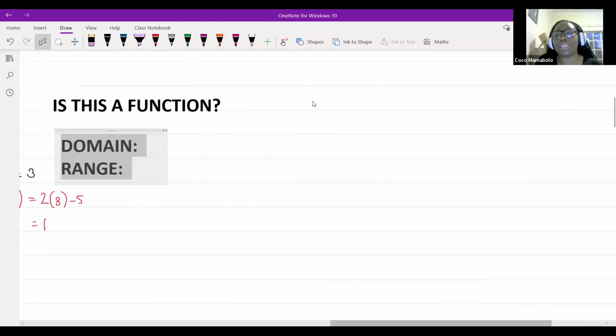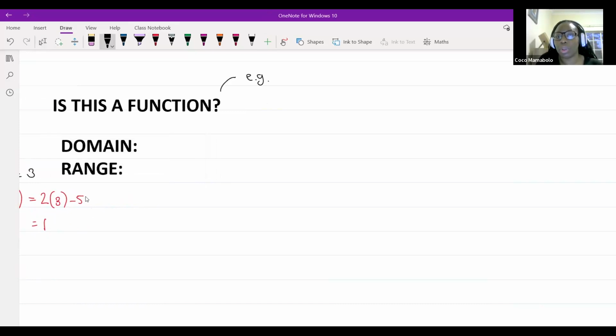Now, in order for something to be called a function, like what we were just doing, an example of a function would be f of x. That is the function f at the point x, or g of x. They could name it anything, guys. They could also name the function h, h of x, or they could name the function m of x. It doesn't really matter what the function is, right?